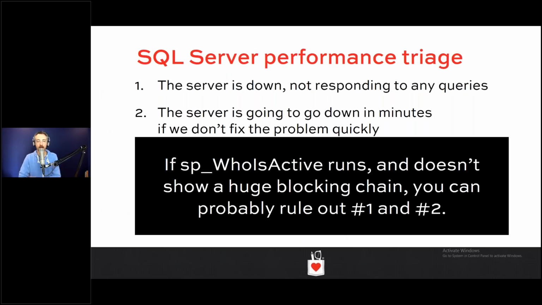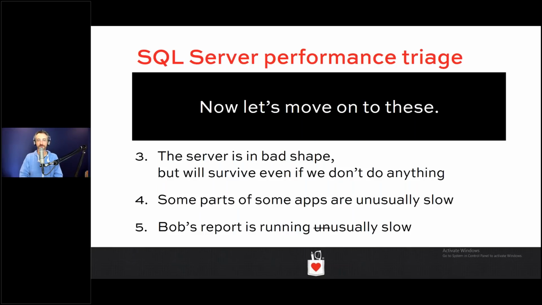So now, sp_WhoIsActive usually rules out number 1 and number 2. Not always, not bulletproof on number 2, but usually I can tell if there's a blocking chain, that means this thing's actually going down. Viorel just said over in Slack, hi, I'm Norm. Was someone looking for me? Now I'm going to move on to the server's in bad shape, but it's going to survive even if I don't do anything.